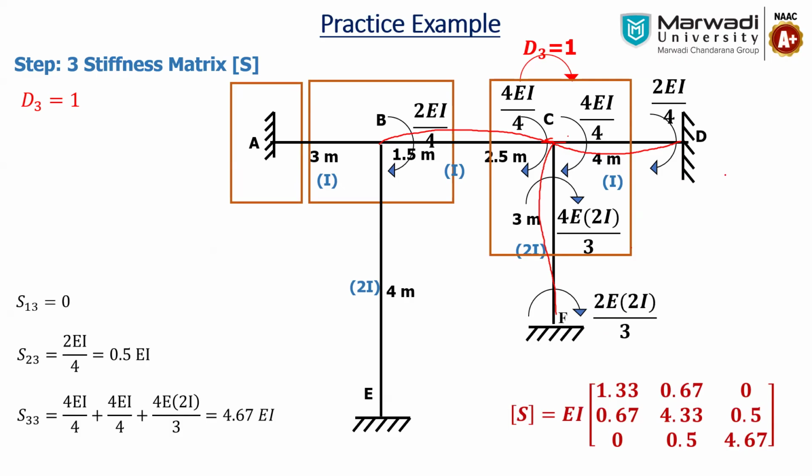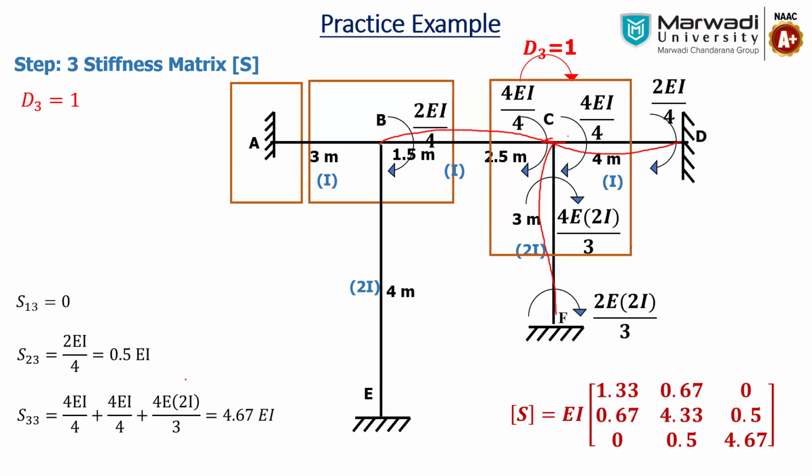You can check the characteristics of the matrix from this: it is a symmetric matrix, Sij equal to Sji. Second, you can verify that the principal diagonal is always positive: 1.33, 4.33, and 4.67. In any kind of example, the stiffness matrix has the same characteristics. And third, when you find the determinant of this stiffness matrix, it should never be zero. If it is zero, then it is considered an unstable structure. So for any stable structure, it should not be zero.